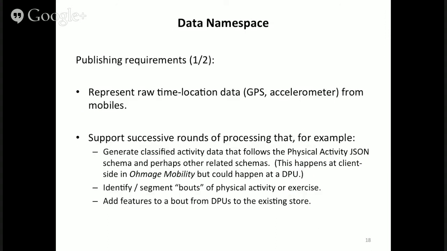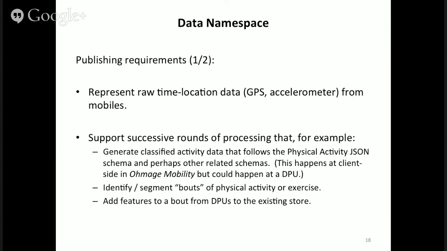So what are some requirements that seem to exist in this application for publishing? On the publishing side, we want to be able to provide both raw time location data. So this is a time series of GPS and accelerometer readings from the phone, and then support successive rounds of processing on that data that do things like generate activity classification. So things like going from that GPS trace to I've been walking for this long at this level of activity, and fit that physical activity schema that I mentioned a second ago.